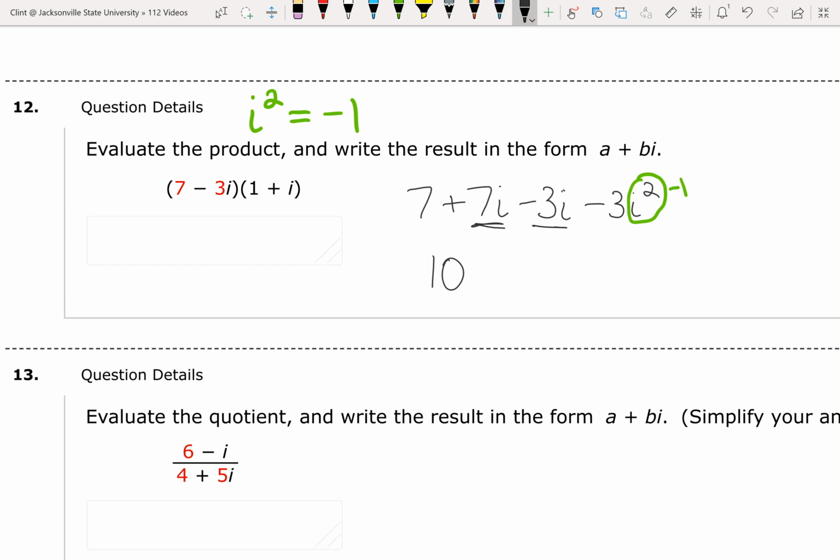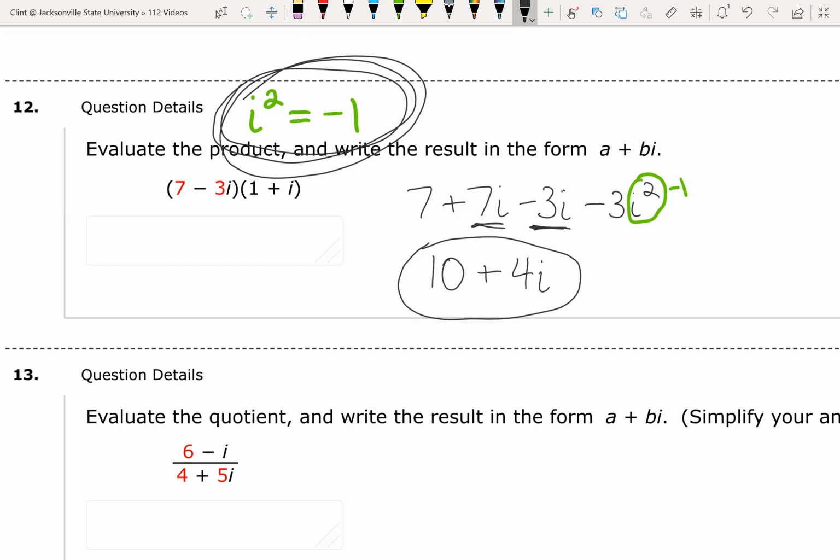Then for the complex part, we have 7i minus 3i. That will be plus 4i. So our a is 10, our b is 4. Okay, very important you remember this, that i squared is negative 1. Got to use that to simplify. Anytime you get i squared, you can't leave that in your answer.